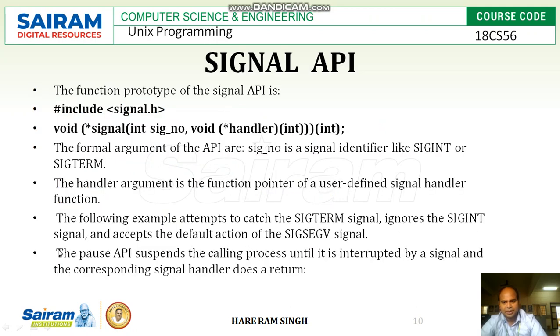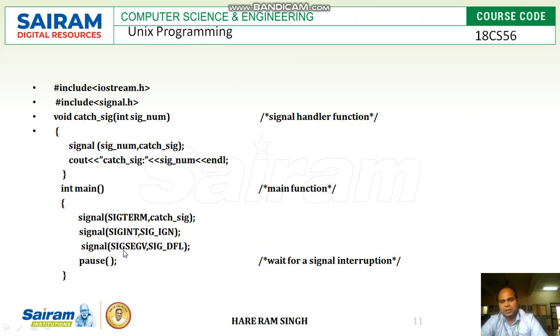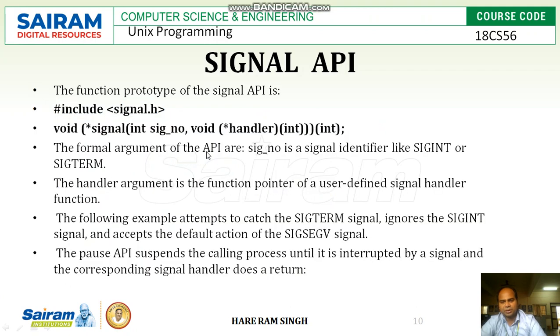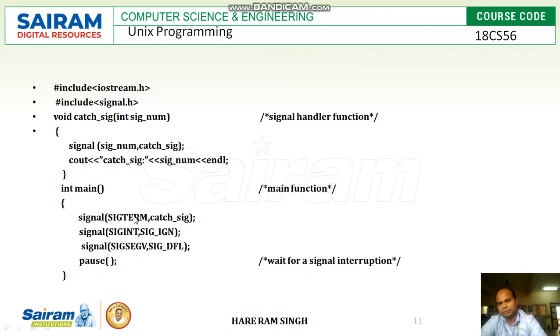Next, it accepts the default action of SIGSEGV. So signal(SIGSEGV, SIG_DFL). It will call the signal here with SIGSEGV. The first parameter will be copied with SIGSEGV, and the other is SIG_DFL, the default value. The default action of the signal means this signal will be interrupted or it will be killed, and then pause. According to this instruction, the whole program is written.